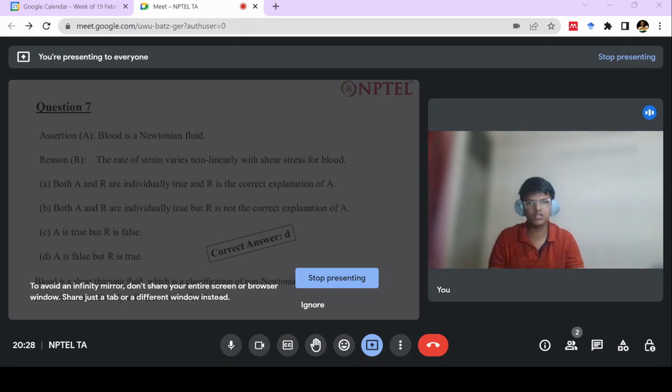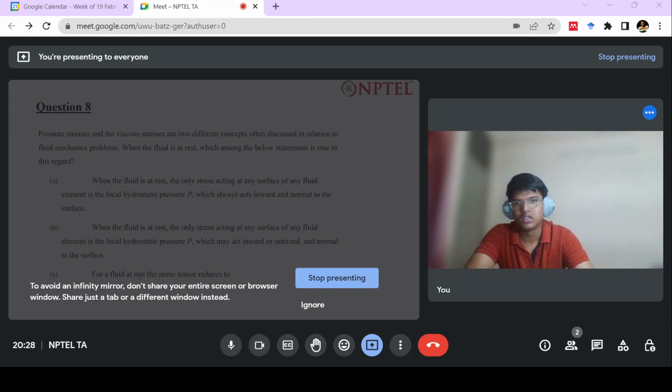Blood rheology is more complex because of the various components that blood has. That is a separate topic. But if we want to analyze blood flow, it is generally taken as a shear thinning fluid. Okay.